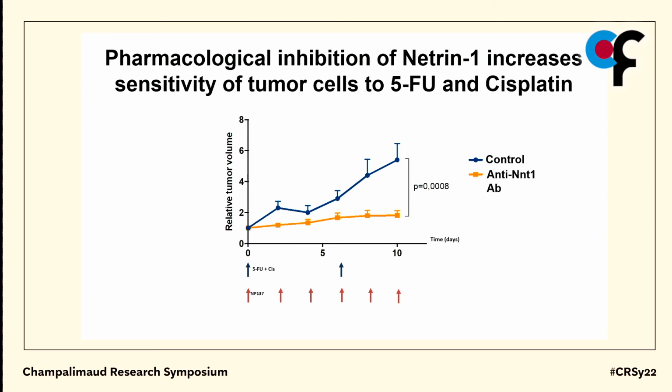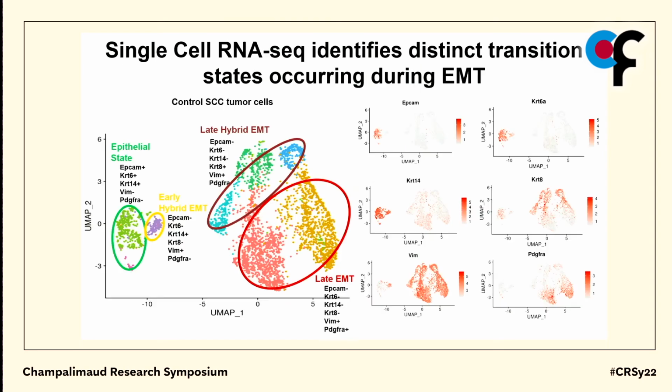And we could show that when we combine one of the current treatments, 5-FU cisplatin, that is given to patients with squamous cell carcinoma, with this anti-netrin-1 antibody, we can sensitize the tumors to chemotherapy and prevent their tumor progression. So we tried to understand what could be the molecular mechanism behind the netrin-1 treatment here, and how it can impact EMT and sensitize the cells to the chemotherapy.